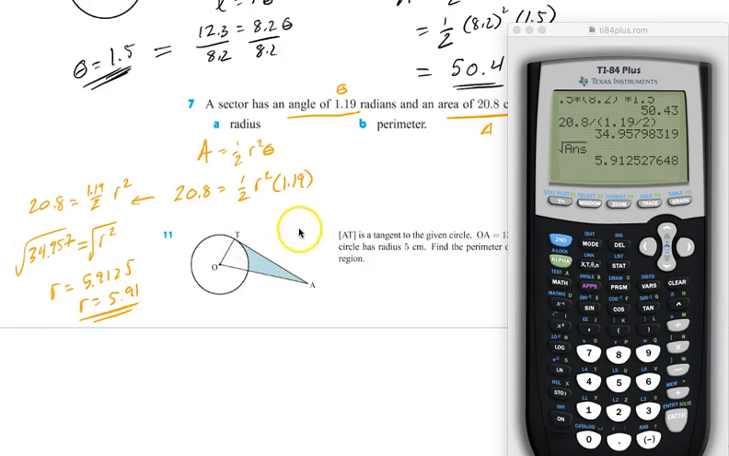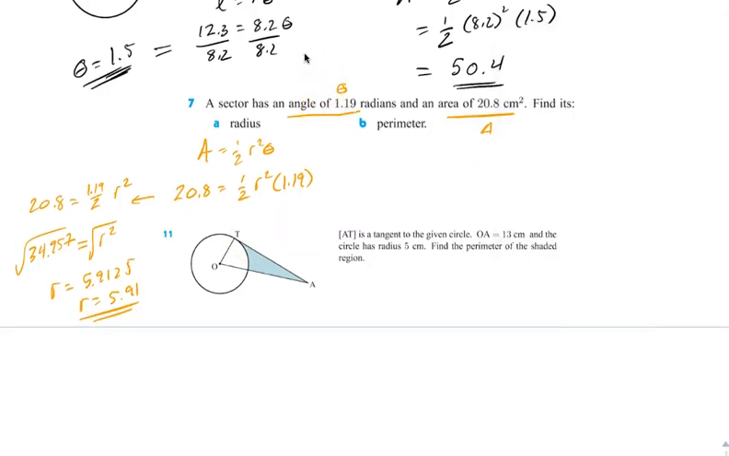So that's my radius. Now let's talk about a thing that comes up sometimes, and we don't really hear it that often if you're not in IB. It's the perimeter of a sector. What's the perimeter of a sector? So let's talk about that. Here's my circle. Radius is 5.91. My angle is 1.19, so let's, again, since I estimated, say it's right there.